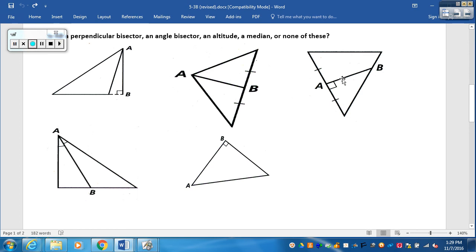Okay, this one is going to the middle of this side right here, but it's not going to the vertex. If it were coming from the vertex to the midpoint of the side, then it would be considered the median. This might be the middle, but we don't know for sure, so we can't say that's a median. And this one's definitely not going to the middle of the opposite side. So again, if you didn't catch all that: altitude, median, perpendicular bisector, angle bisector, altitude.